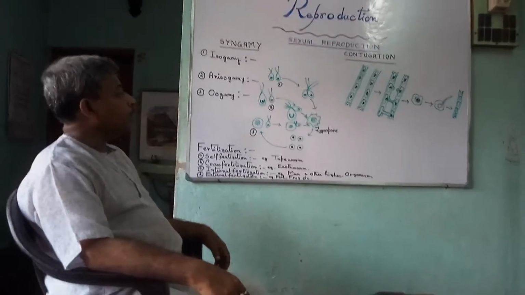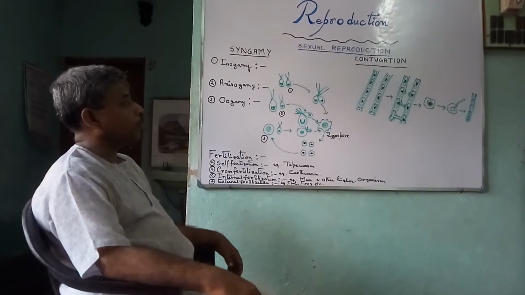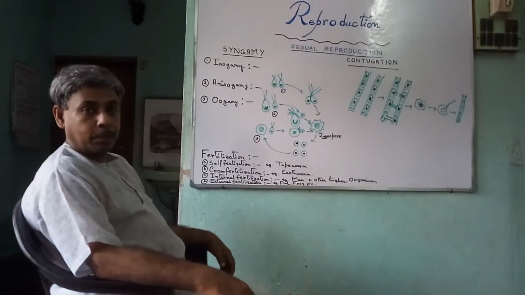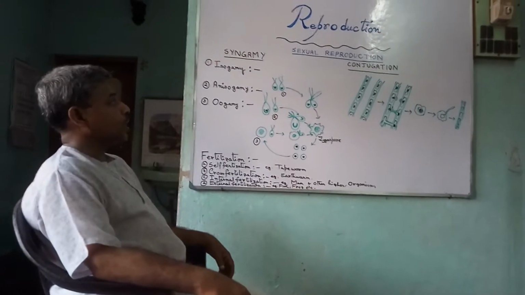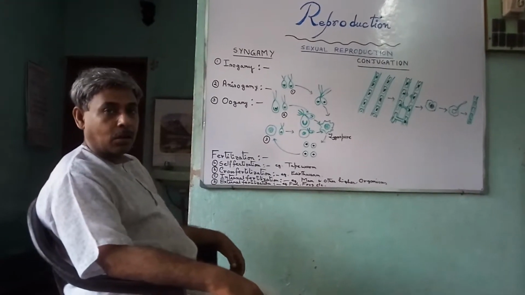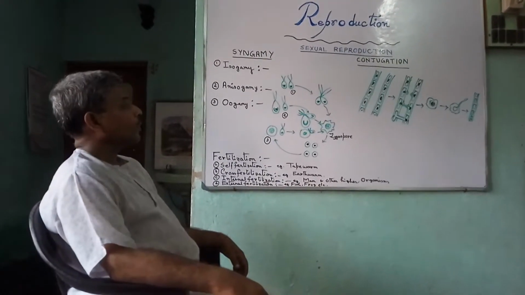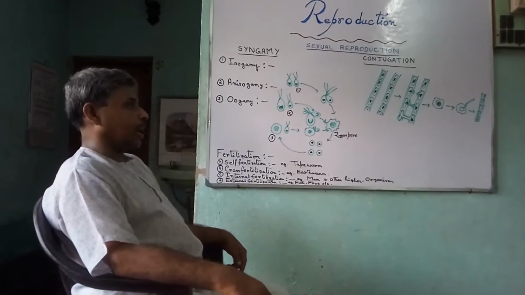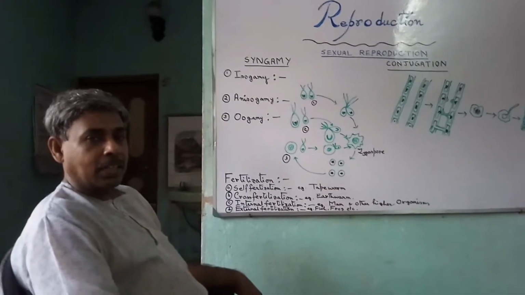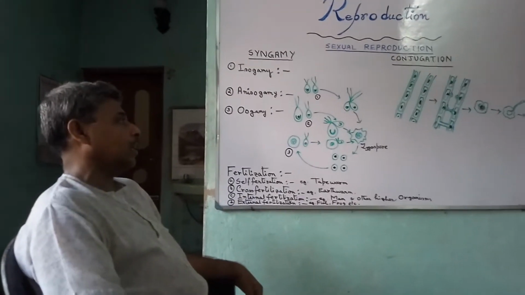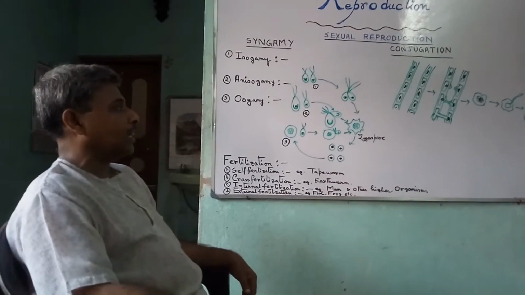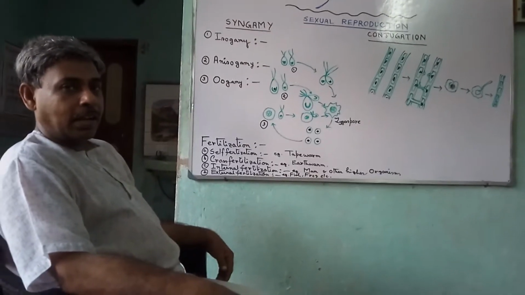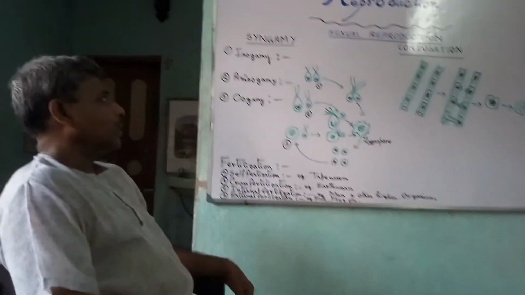Right now we are coming to sexual reproduction. What is sexual reproduction? The type of reproduction in which fusion of the two gametes occurs is called sexual reproduction. Here the gametes may be of similar nature or of different nature. If they are of different nature, then one acts as the male gamete and the other acts as the female gamete.